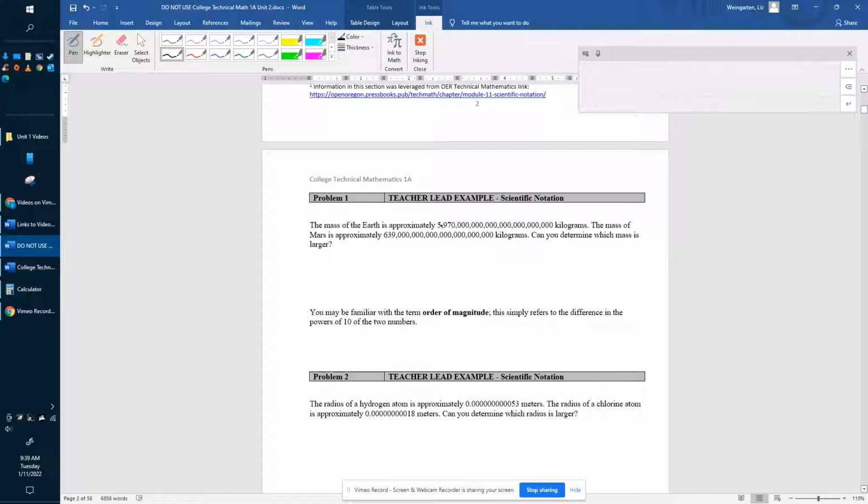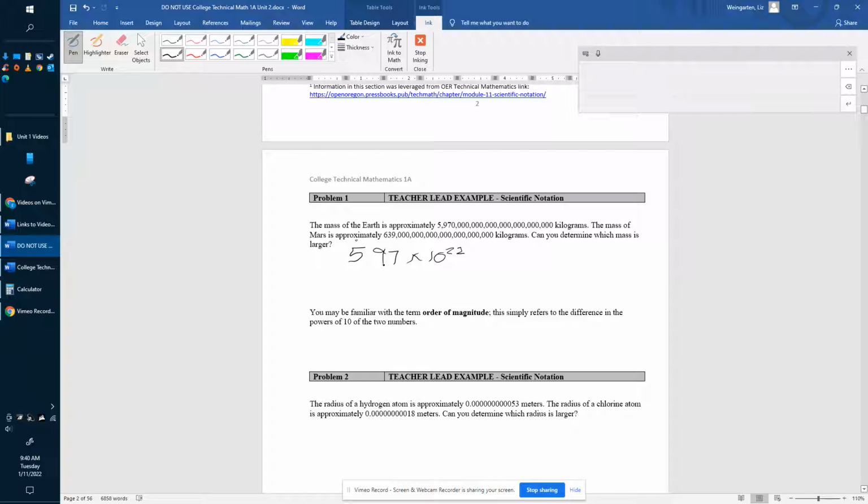How many zeros are in the mass of Earth? I can count by 3s because thankfully we have commas in here. So let's count these. There's 3, 6, 9, 12, 15, 18, 21, 22 zeros. So that's going to be 597 times 10 to the 22.